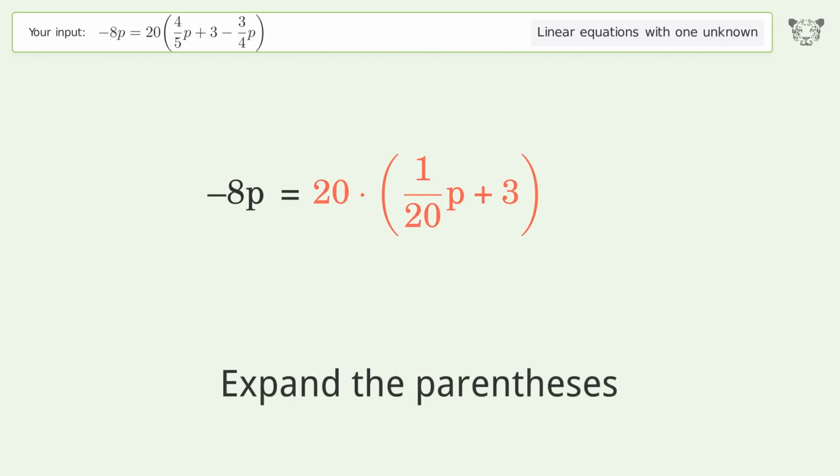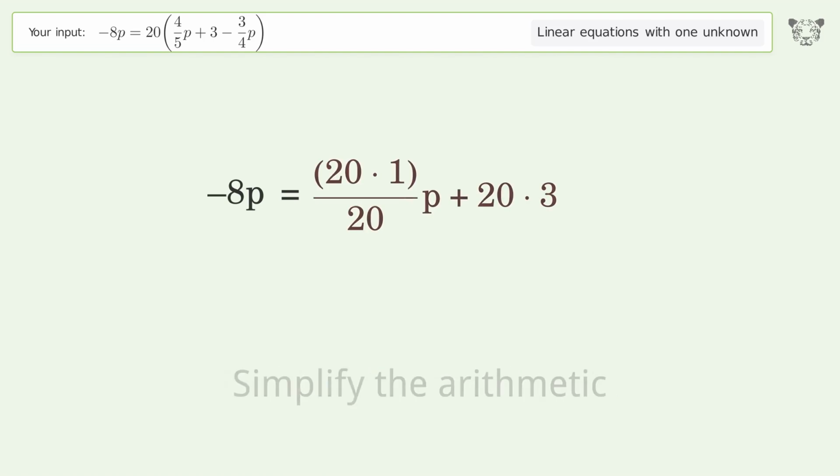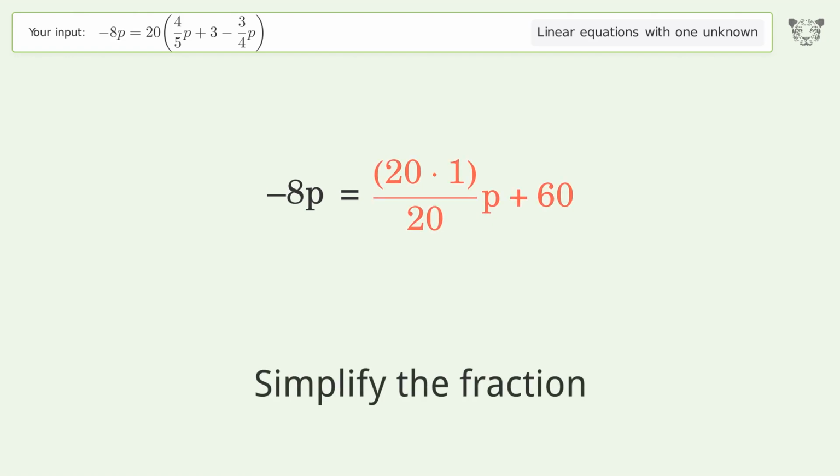Expand the parentheses. Multiply the coefficients. Simplify the arithmetic. Simplify the fraction.